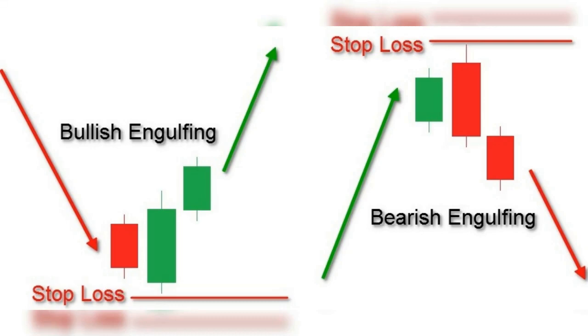Bullish, you can see the green color candle eating or swallowing the red color candle. In the case of bearish engulfing, you can see the red color candle eating the green color candle. Eating means it's entirely covering that one. So the size of the green color in the bullish and red color in the bearish is more than that of the previous candle.